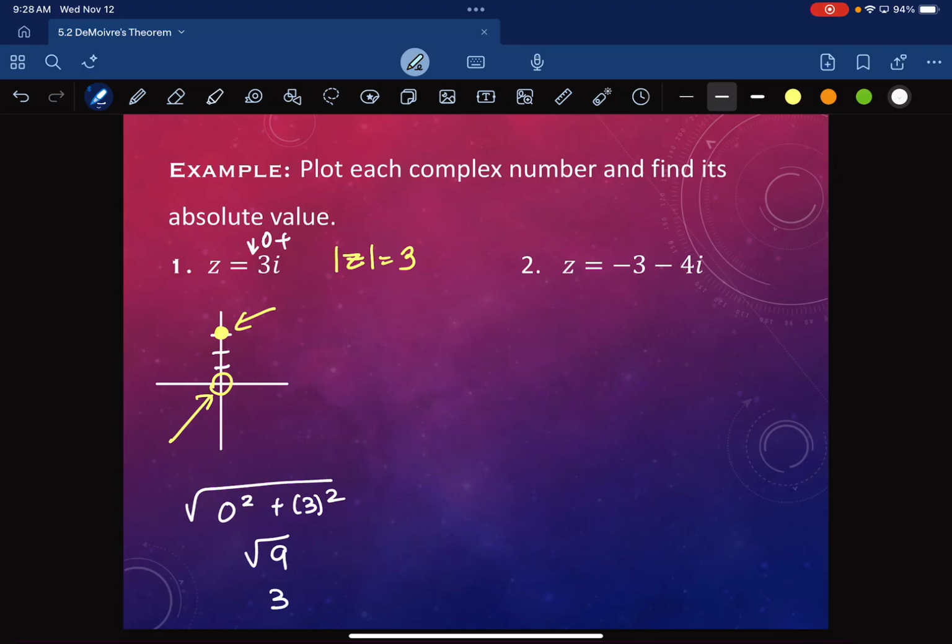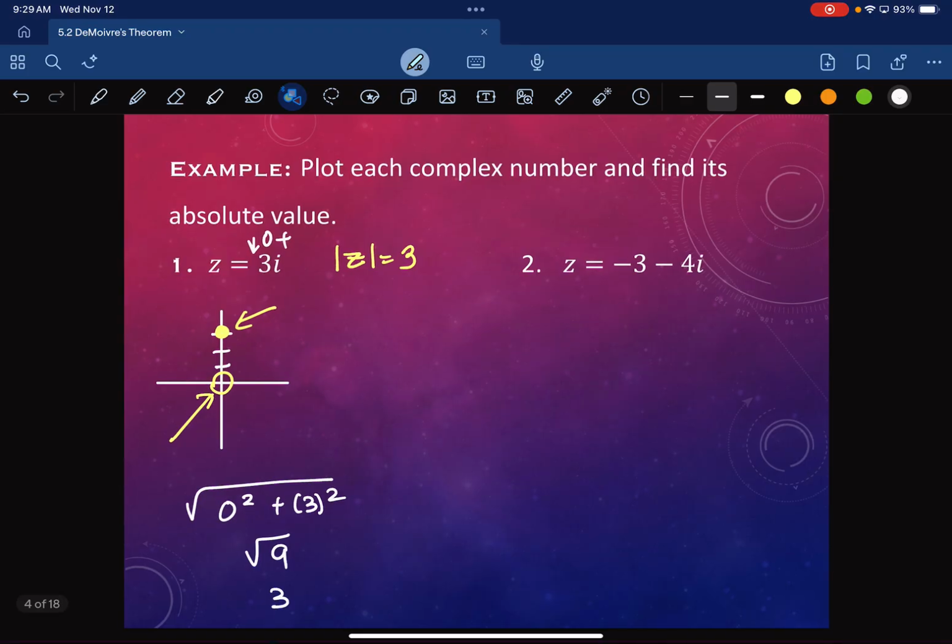Okay? The next one's got the 2 components, so we're going to have more to do. Let's graph it first. Okay, so where am I going to be with the number -3 minus 4i? Let's talk quadrants. We've got that terminology. What quadrant will I be in? Quadrant 3, right?